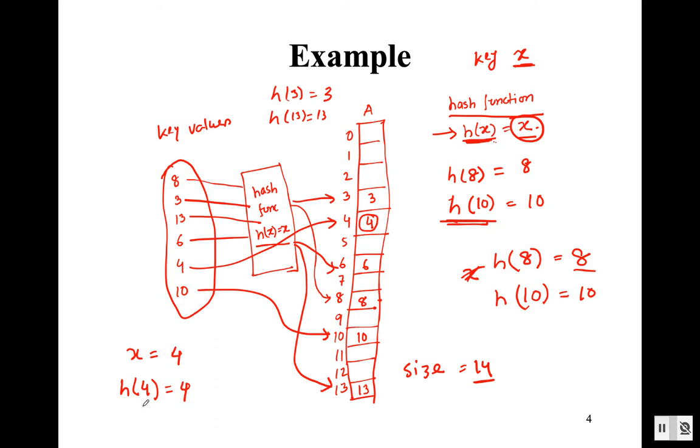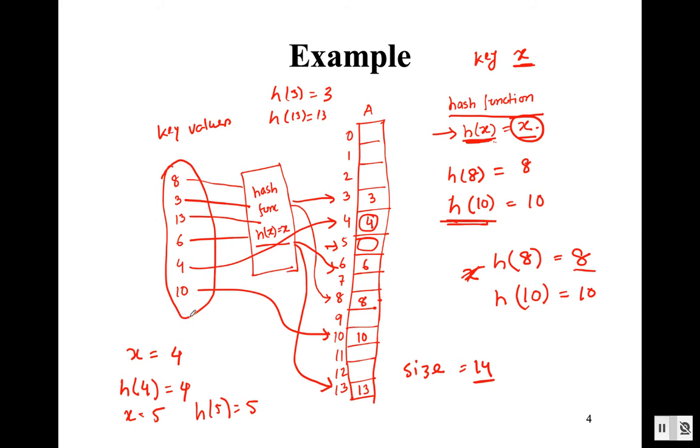Now let's say I'm looking for item 5. I calculate h of 5, which is 5. Now I look for the item in index 5. It looks like there is no value, which means 5 is not found. 5 is not in our key space.